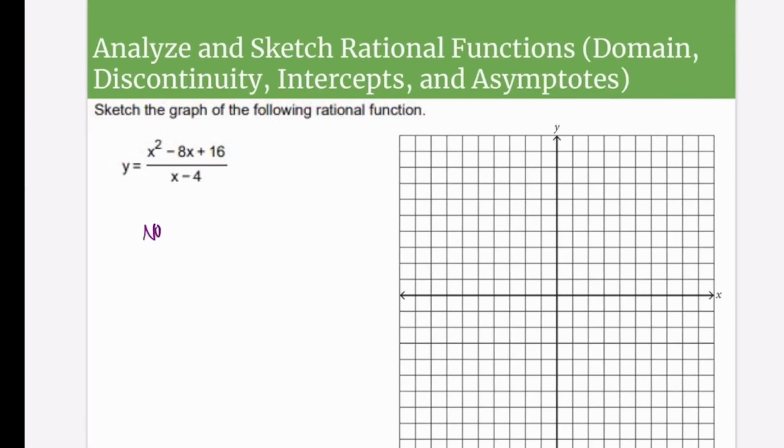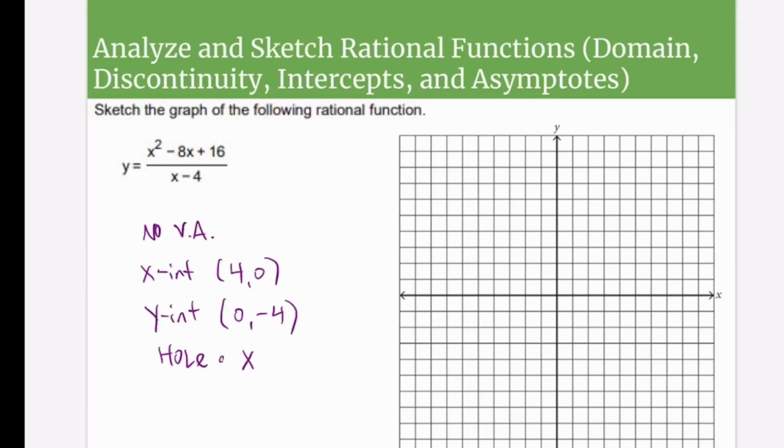No vertical asymptote. The x-intercept, the y-intercept, and the hole. Those are the only things that we need to do. X-intercept is 4, 0. The y-intercept is 0, -4. And the hole was when x was equal to 4. So 0, -4 is the y-intercept. 4, 0 is our x-intercept, but it's also where our hole exists.